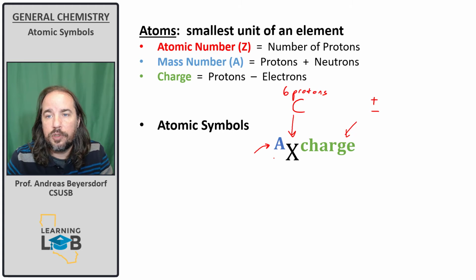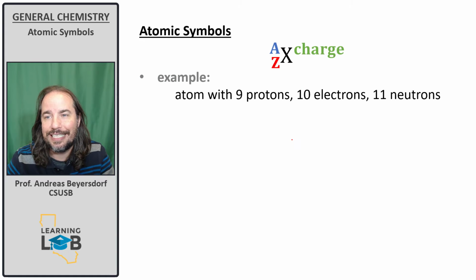Now, sometimes we can also put the atomic number to the lower left-hand corner. This is represented by Z, or the number of protons. But typically, we leave this off because it is redundant with the type of element it is. Let's look at an example.